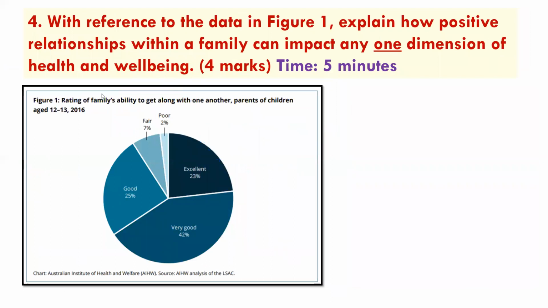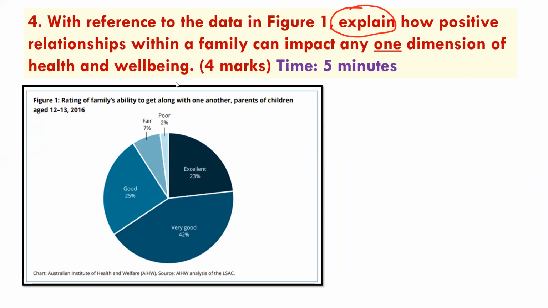So the next question, last data analysis question we're looking at for today, is a little bit different from the ones we normally do. It's a pie graph. Again, pie graphs are very easy to interpret and analyze, even easier than a bar graph. But this question is more to do with explanation. It says explain. So you're going to be doing a little bit more explaining here. How positive relationships within a family can impact any one dimension of health and well-being.